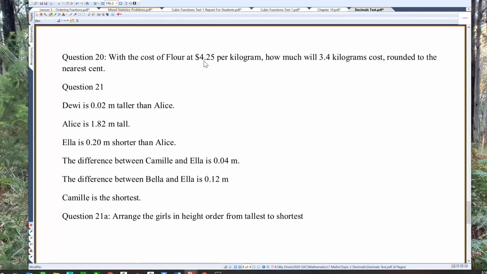With the cost of flour at $4.25 per kilogram, how much will 3.4 kilograms cost? All right, so 1 decimal place, 2 decimal place, 3 decimal places. 425 multiplied by 34. 0, 2. 2 4s are 8. 10. 1. 4 4s are 16. 17. 15. 1. 2 3s are 6 plus 1 is 7.